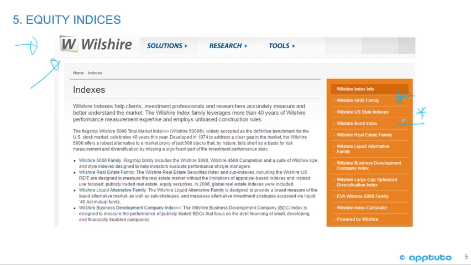And then the next LOS is talking about bond indexes. We could drill down on there. We've got the real estate, liquid alternative family, a few other indices. So again, the Wilshire 5000 family flagship includes the Wilshire 5000, Wilshire 4500, and a suite of Wilshire size and style indices designed to help investors evaluate performance of style managers.